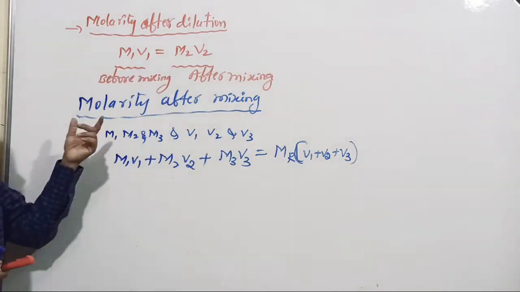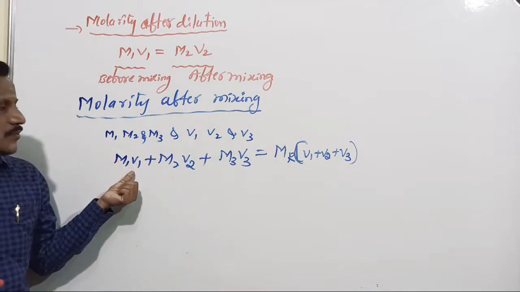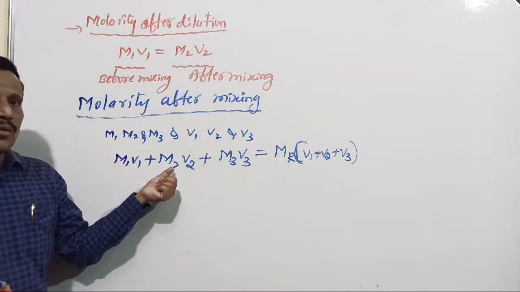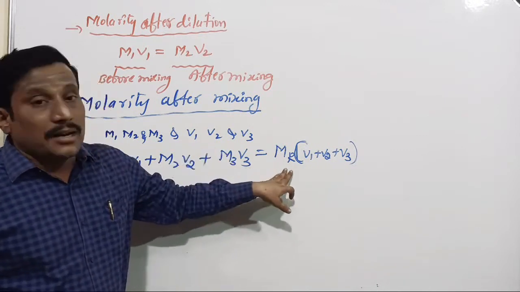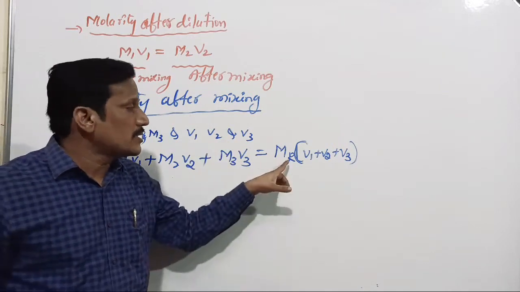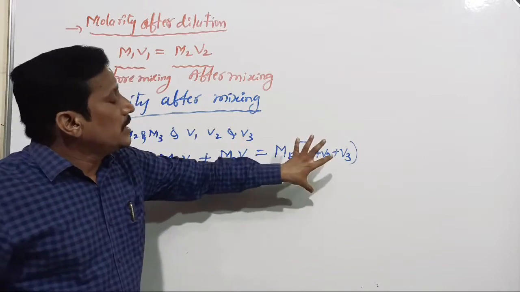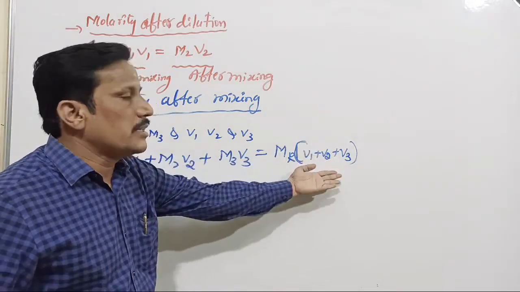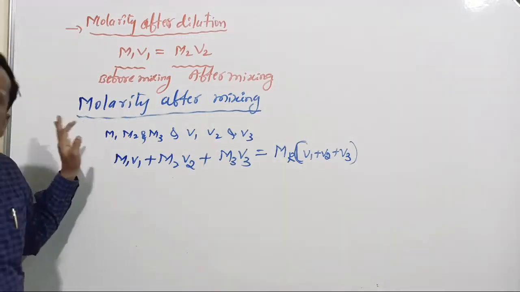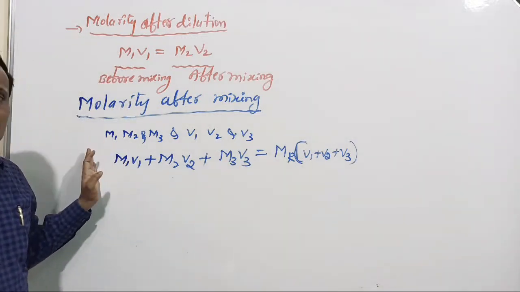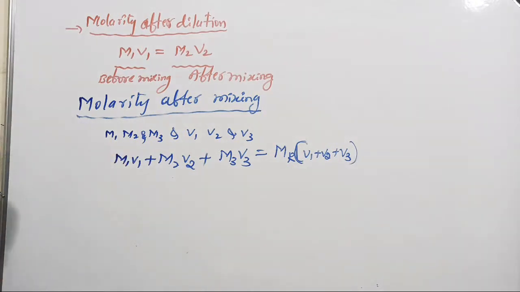Three solutions are there. One solution has concentration M1 and volume V1. Another has concentration M2 and volume V2. Another has concentration M3 and volume V3. MR stands for the molarity of the resultant solution, multiplied by the bracket V1 plus V2 plus V3, which is the total volume of the resultant solution. This is not for theory; they are not going to ask questions based on this in theory. It is there for me. So concentrate on this formula, molarity after mixing.